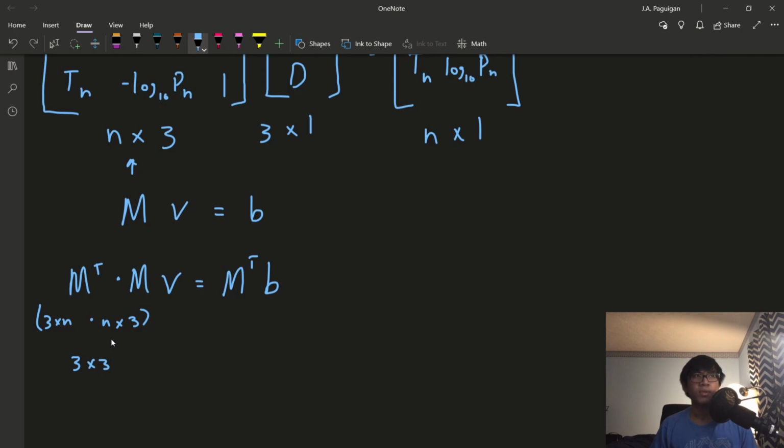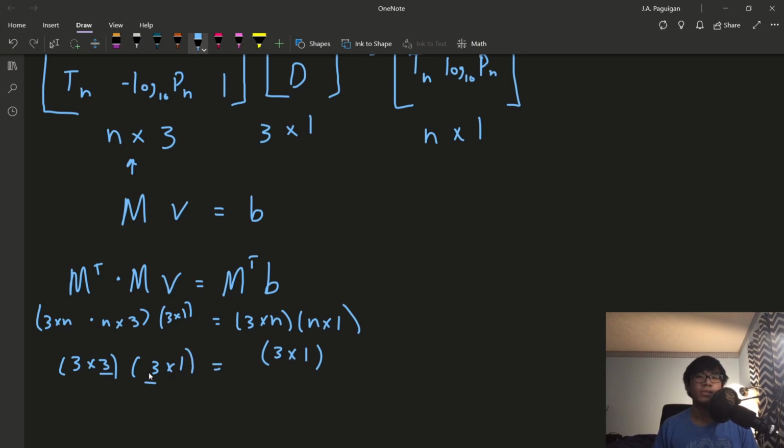Well, actually, it wouldn't be infinity. We're just denoting it as a number. But it could multiply out, and we have a 3 by 3. And again, this is still a 3 by 1. Then we have that equal to our M transpose, which is 3 by n times n by 1. Same thing over here becomes 3 by 1. Let's see if it does match up. So 3 by 3 times 3 by 1. Match? Yes. You'll have a 3 by 1.